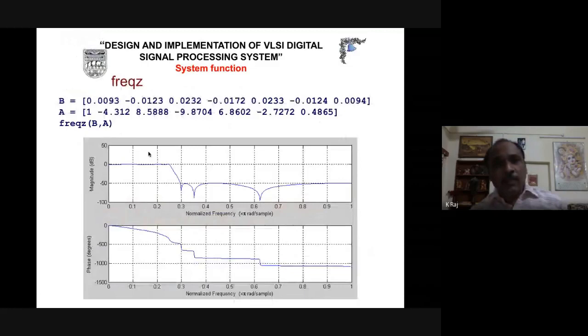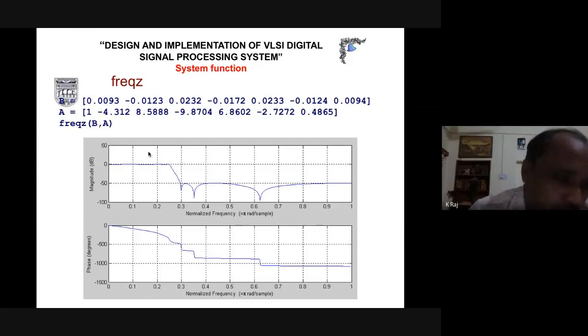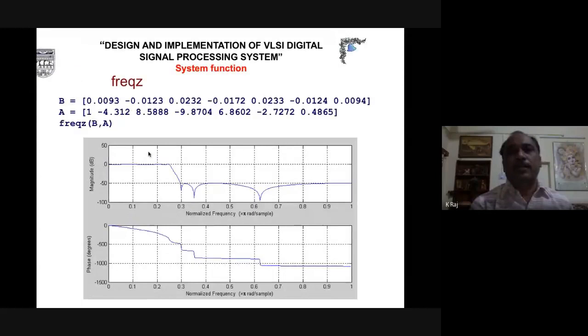As we have discussed in the case of the analog or continuous time LTI system, for the purpose of the frequency response, which type of function or command do we have to use? Anybody? Please respond. Which function was used in order to get the frequency response in a continuous time LTI system?